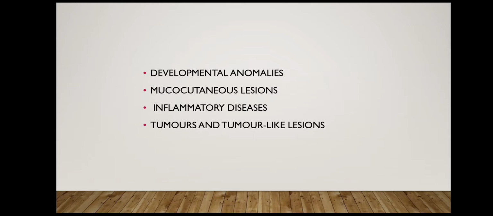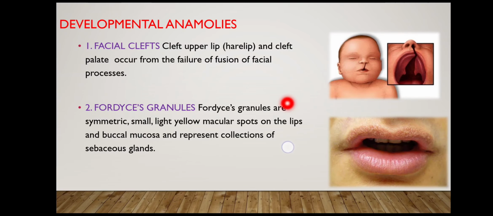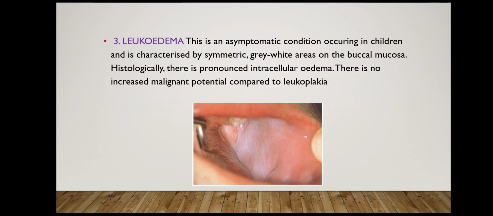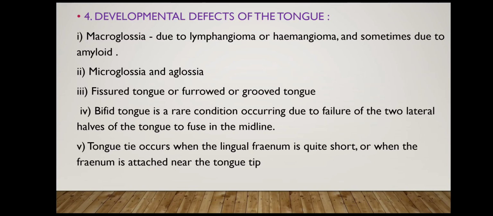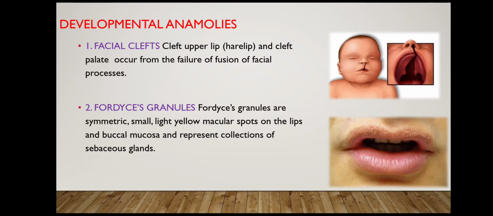We'll be discussing developmental anomalies, mucocutaneous lesions, inflammatory diseases, tumors and tumor-like lesions of the oral cavity in this chapter. The developmental anomalies of the oral cavity are facial clefts, Fordyce granules, leukoedema, and the developmental anomalies of the tongue. Facial cleft includes cleft upper lip, which is also called hare lip, and cleft palate. These two occur because of failure of fusion of the facial processes.